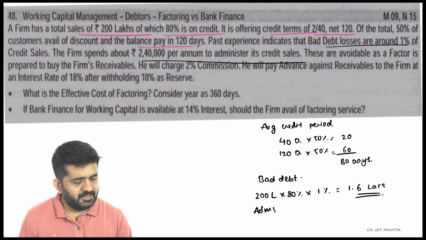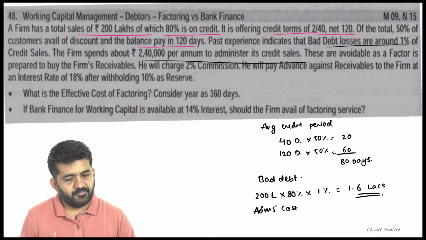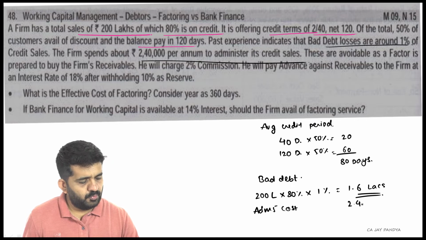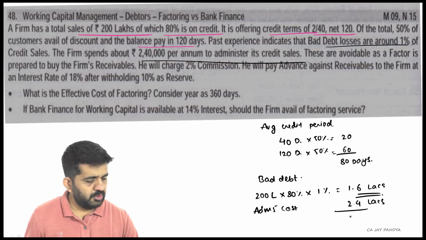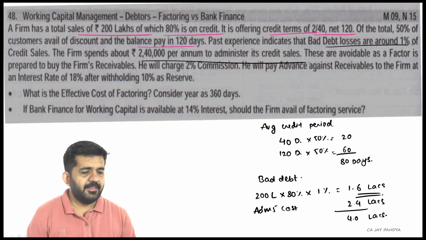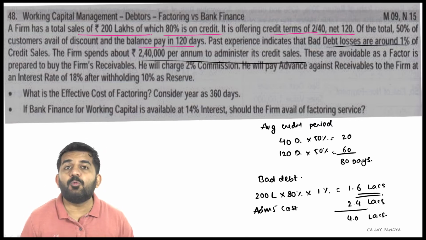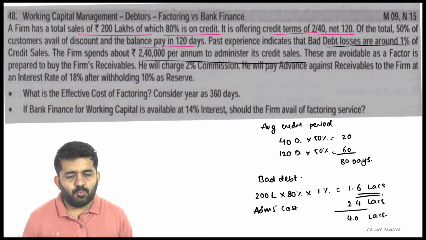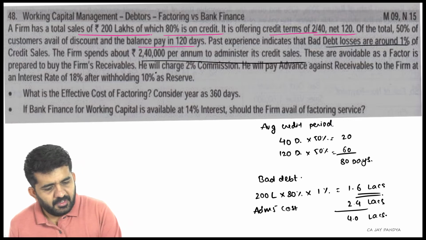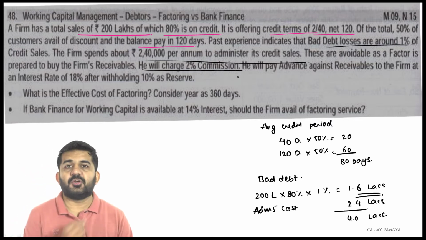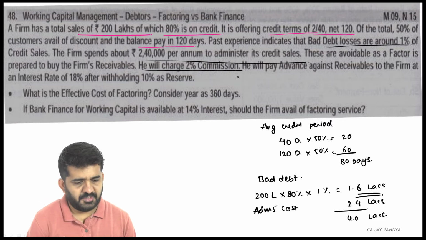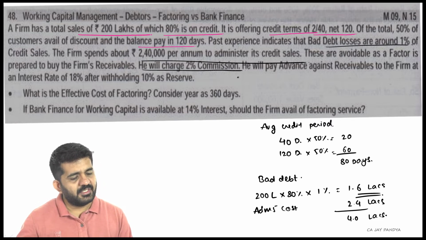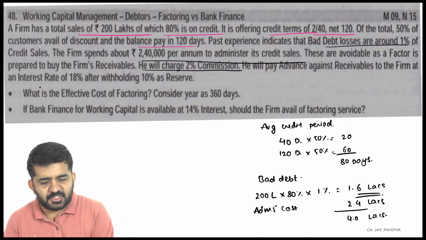So what is the administrative cost? It is 2,40,000. This total cost is 4 lakhs for bad debt and debtors administration. These are avoidable. How can this be avoided? If you hire a factor, and the factor is prepared to buy the firm's receivables, he will charge 2% commission. He will pay advance against receivables to the firm at an interest rate of 18%.